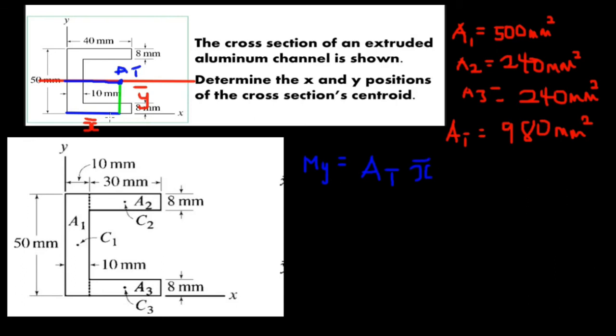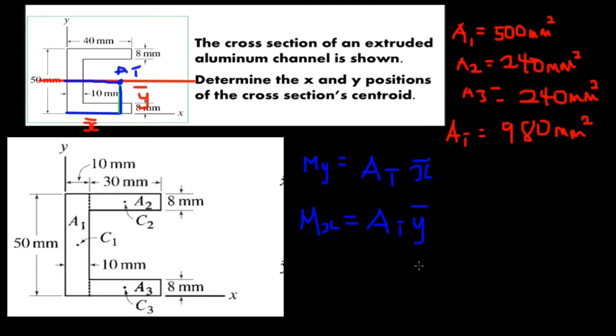Okay, so same way, if I want to find the moment about the x-axis, that will be the shortest distance from the total area to the x-axis, and that will be this distance here. That distance is noted to be y bar. So the moment about the x-axis will be equal to the total area times the perpendicular distance, which is y bar. Okay, so that's what we have now.